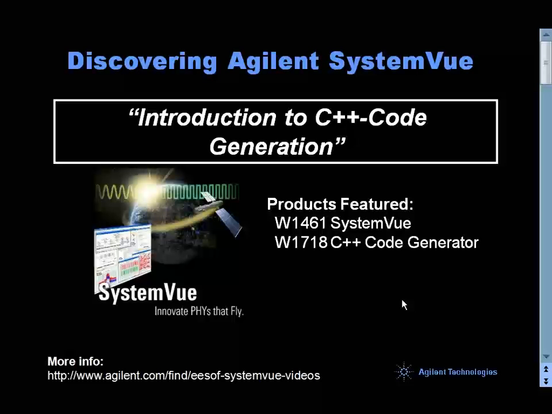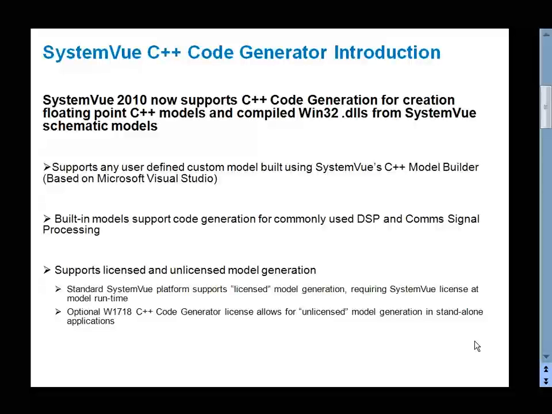This tutorial will familiarize you with the basic operation of the SystemVue C++ code generator that is new to the SystemVue 2010 release. This video will highlight features of the W1461 SystemVue Communications Architect base product, as well as the W1718 C++ code generator. SystemVue 2010 now supports C++ code generation for creation of floating-point C++ models and compiled Windows 32 DLLs from SystemVue schematic models.